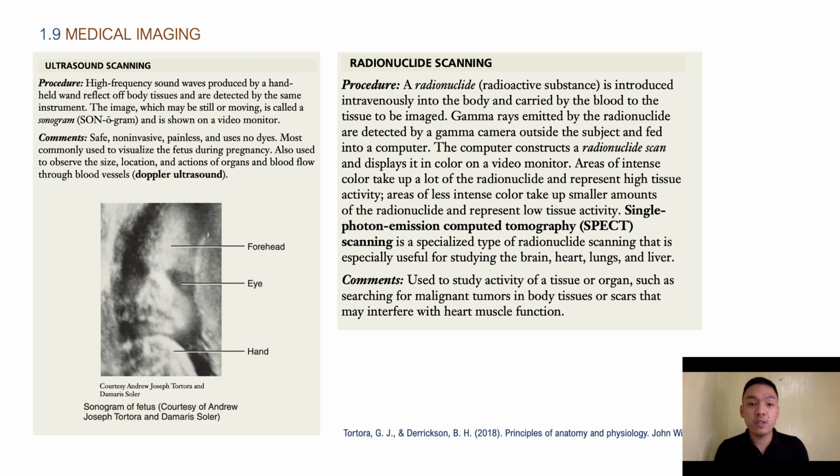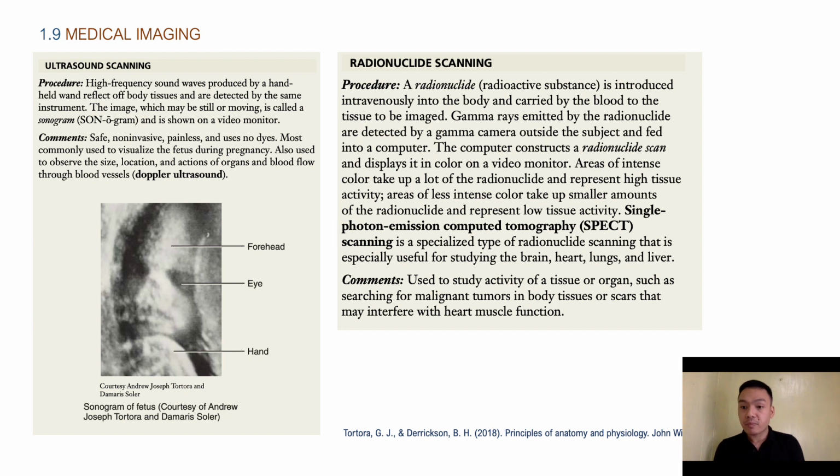Next would be your radionuclide scanning. A radionuclide, or radioactive substance, is introduced intravenously into your body, and it's carried by the blood to the tissue that is being imaged. We use gamma rays, which are emitted by the radionuclide, and they are detected by the gamma camera outside the subject and fed into a computer. This computer constructs a radionuclide scan and displays it in color on a video monitor.